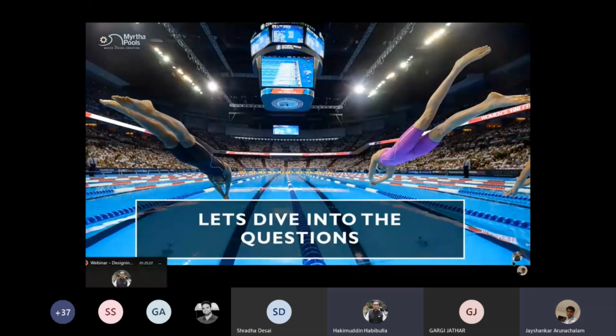Shraddha Desai has asked, how does one decide the ideal number of lanes? Again, we might have got some context in the examples we shared. There is flexibility on the number of lanes that one may want to consider based on usage and based on the level of competition or competitive training one is looking at doing. So predominantly usage would be the key point to consider.